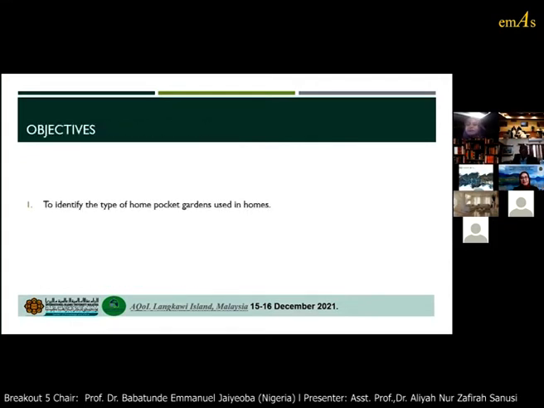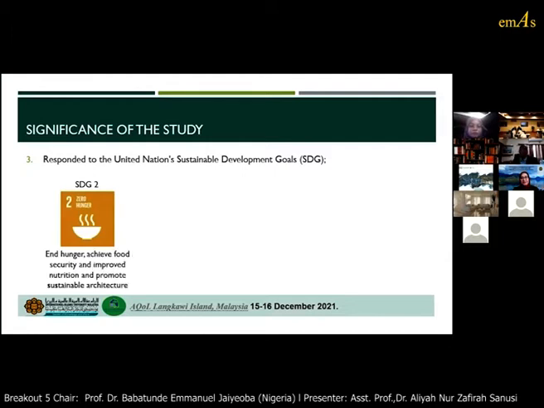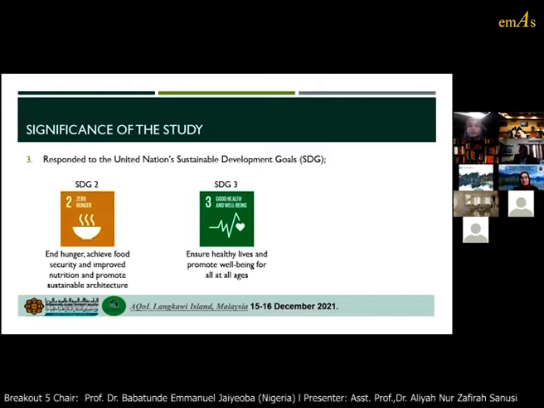The objective of our study is to identify the type of home pocket gardens used in homes and to evaluate the significant impact of home pocket gardens on the quality of life during the pandemic era. This responds to the United Nations SDG goals, number 2, which is zero hunger, number 3, which is good health and mental well-being, and number 11, which is sustainable cities and communities.